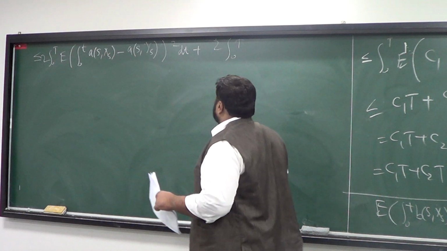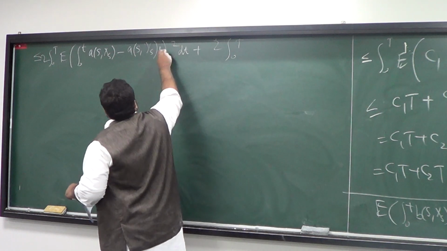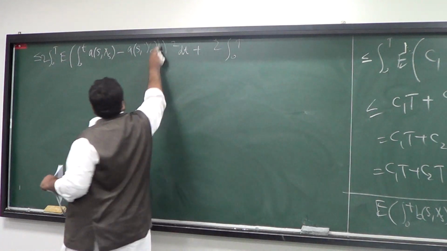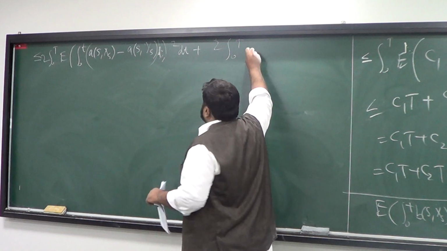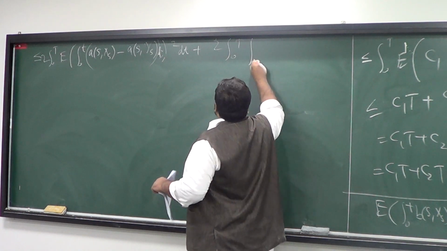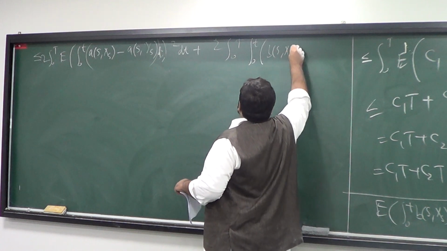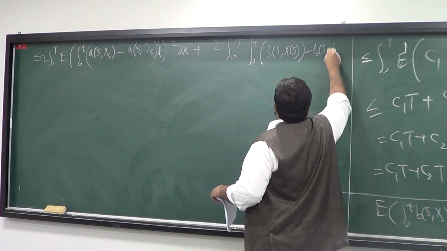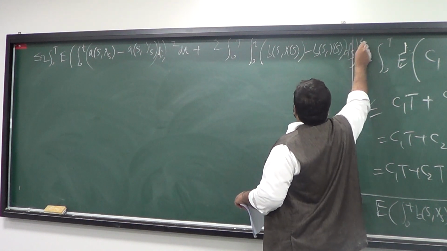The integral 0 to t, but ds here, right? It's going to be so. Keep track of brackets correctly. 0 to t and 0 to t of b(s) and the expectation of X(s) minus b(s) Y(s) and ds dW(s).